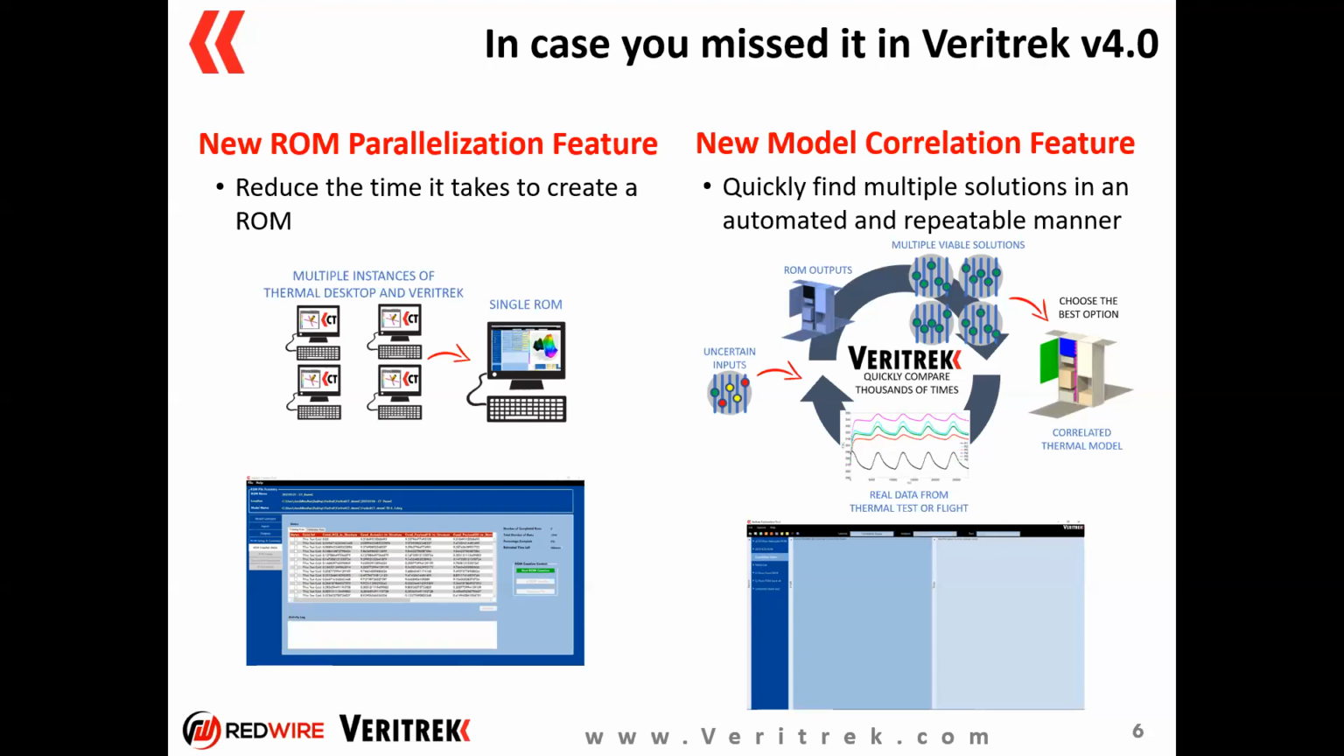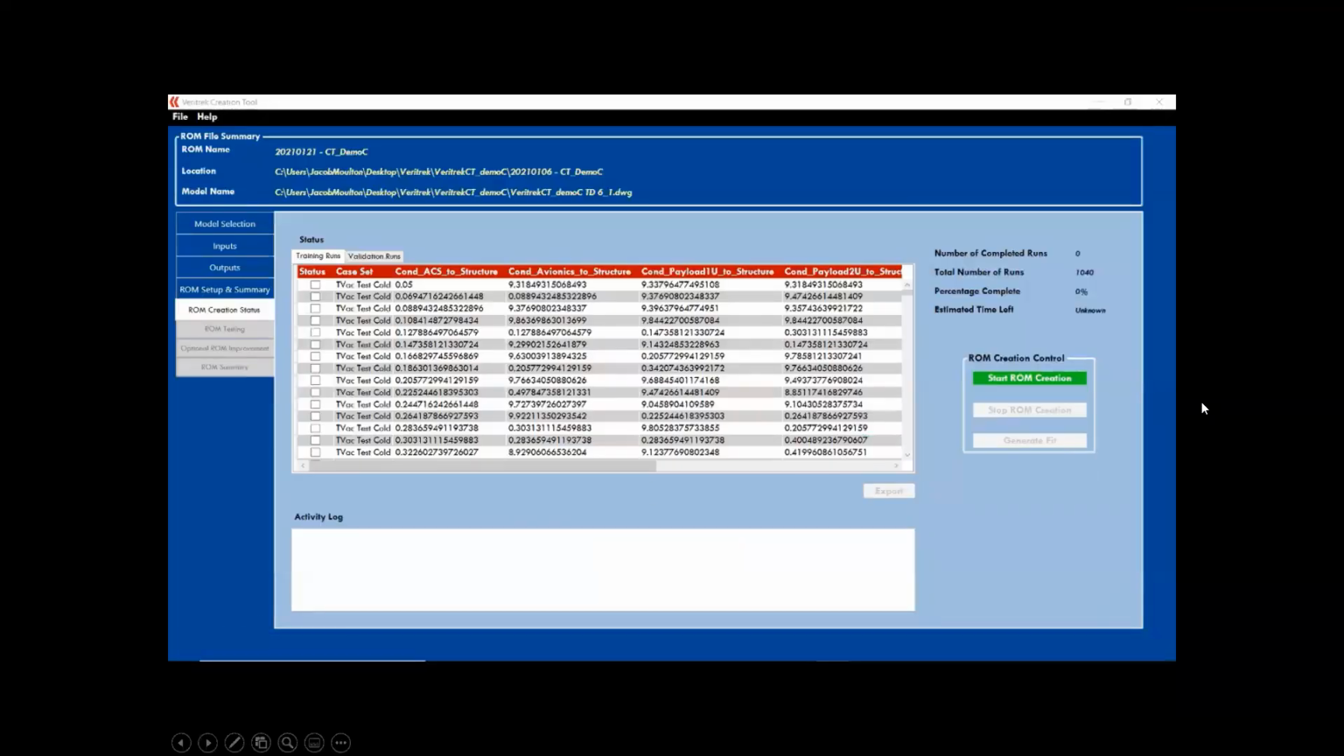And so this new ROM parallelization feature was the first step in doing that. It was really geared towards allowing a user to split up the total number of training runs that they need to create a ROM and perform those in parallel across multiple instances of both Thermal Desktop and Veritrek. If you have multiple Thermal Desktop licenses, you can make use of this feature to speed up your ROM creation process. We have just a quick video here that will show how this feature works.